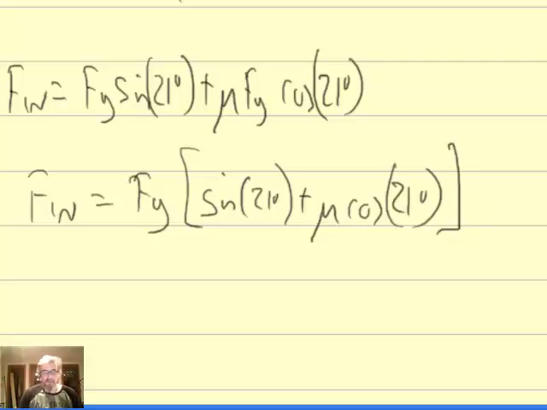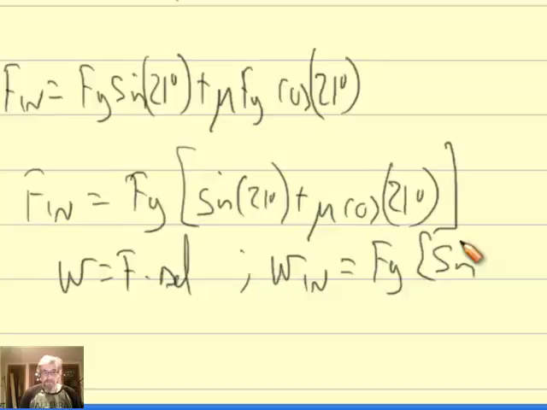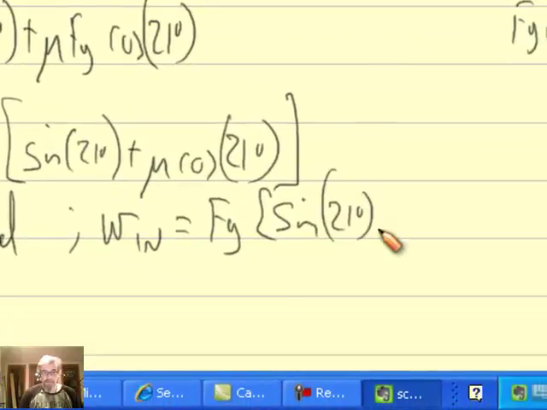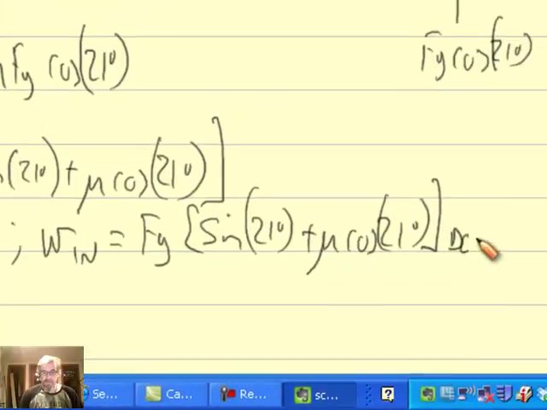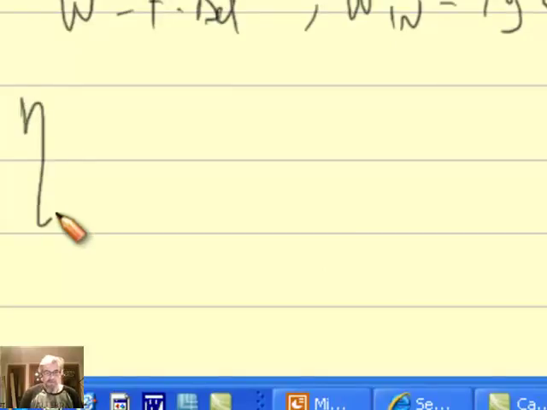So what's input work? Well, work is always force times delta D, so that means our input work here is our input force, which is Fg times sine 21 degrees plus mu cosine 21 degrees times delta D. Alright, so what's our efficiency?